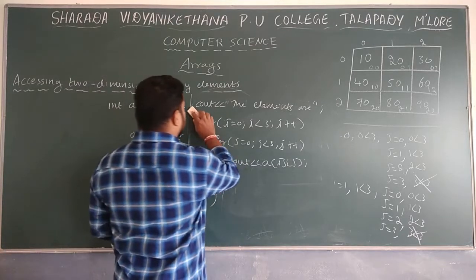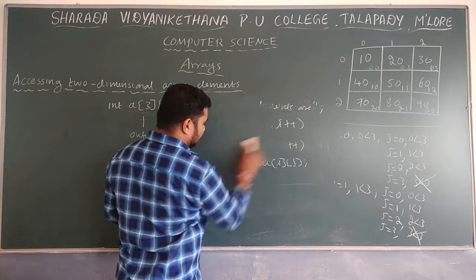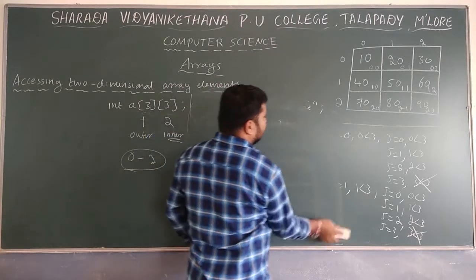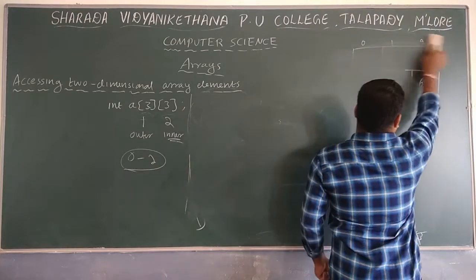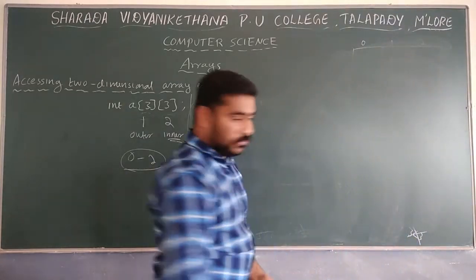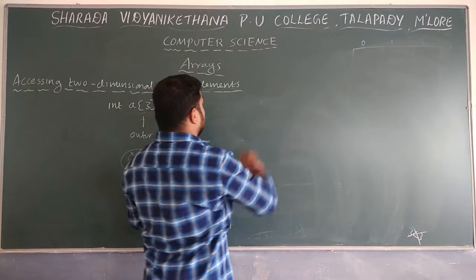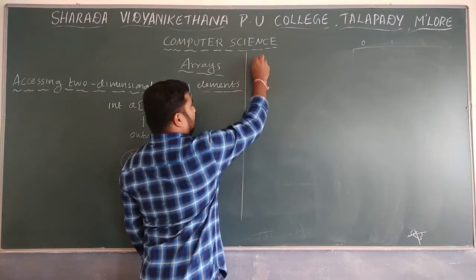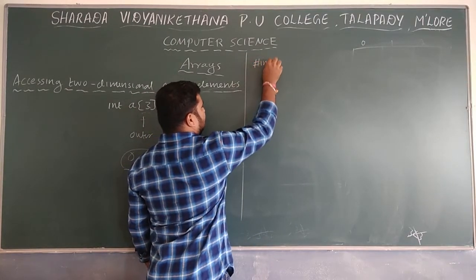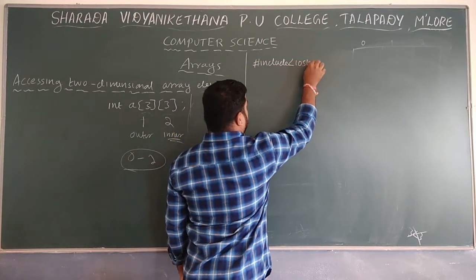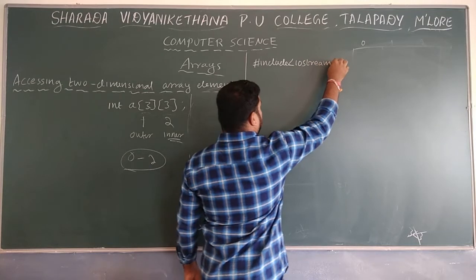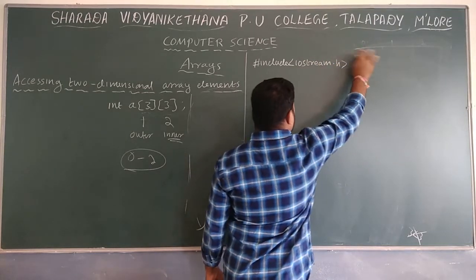I will write the full program based on this part. You can write this one later, I will write the full program, then you can easily copy that. So whenever you are going to write the full program, see here the first part is hash include iostream dot h, hash include iostream dot h.